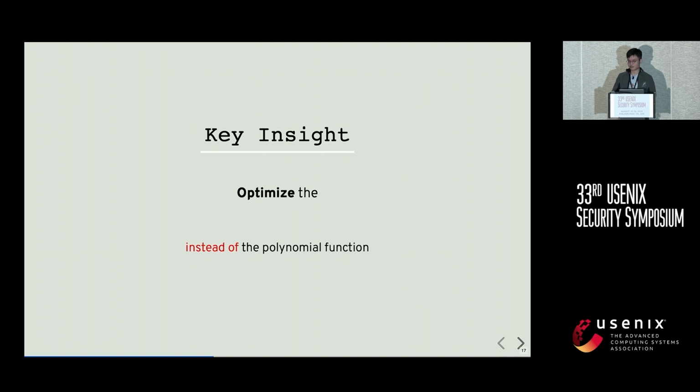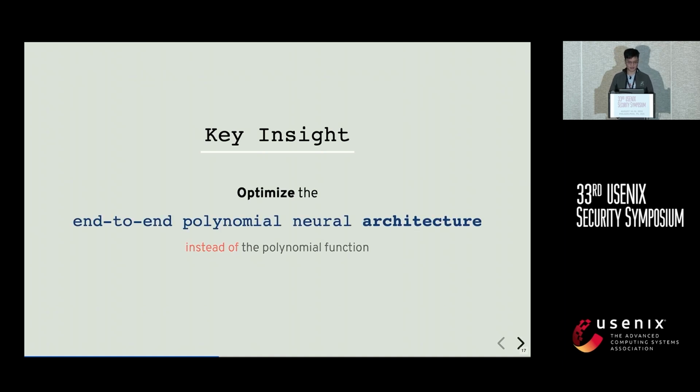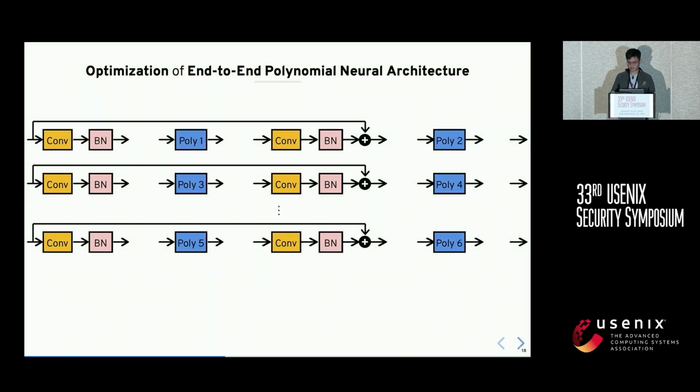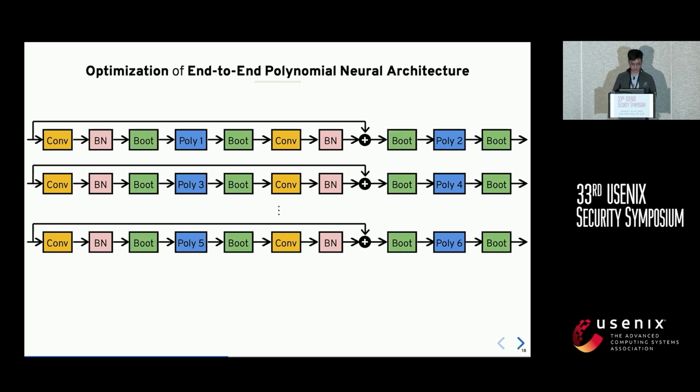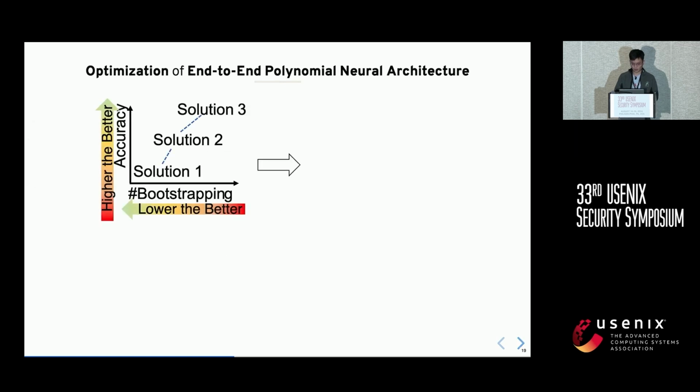Our solution is that, while existing works optimize the polynomial functions, they design different polynomial functions and then manually design the whole architectures. We directly optimize the end-to-end polynomial neural architectures. Different layers have different polynomials, high degree or low degree, and now we need to consider where to call bootstrapping. So we need to optimize the bootstrapping and the polynomials at the same time. Why do we need to optimize the end-to-end polynomial architectures?